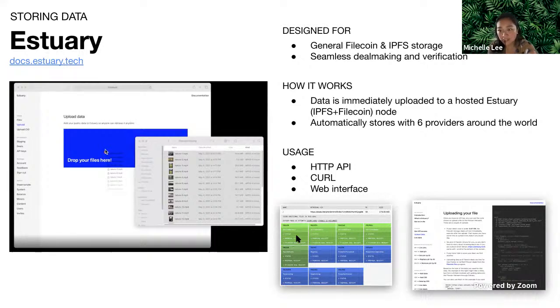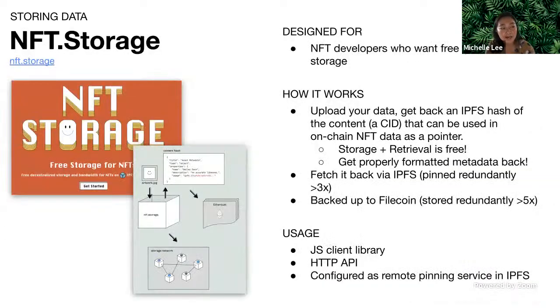It's uploaded immediately to a hosted Estuary node, so it's available on the IPFS network. And then that node goes and makes storage deals with 6 providers around the web to ensure that your data is also stored more permanently on Filecoin. This is a great tool, especially if you're doing any sort of high performance and large scale data storage.